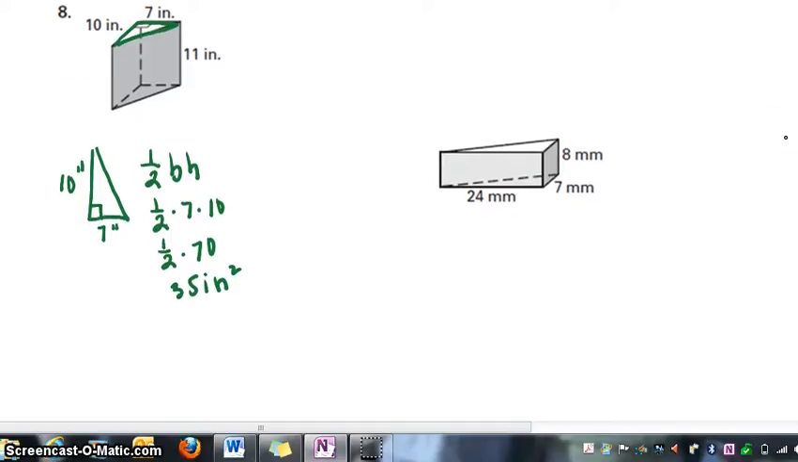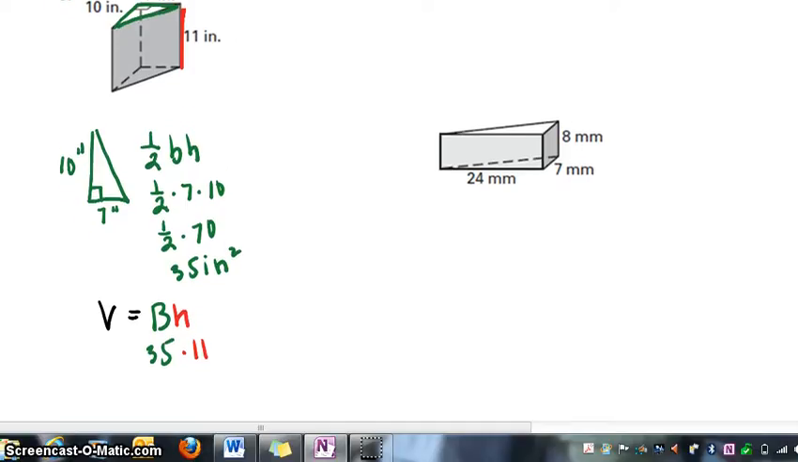Now we're ready to find the volume of the prism. And now we can see that the only dimension left is 11 inches, and that's the height of our prism. So volume equals area of the base times the height, and we just found the area of the base, 35 inches squared. We're going to multiply that by 11. So 35 times 11 is 385.